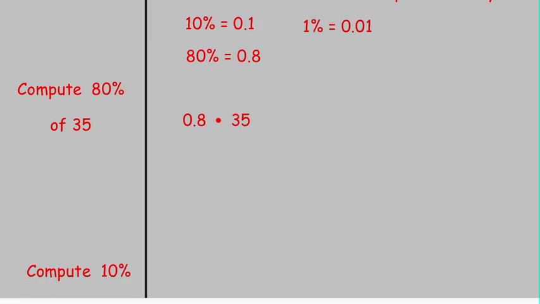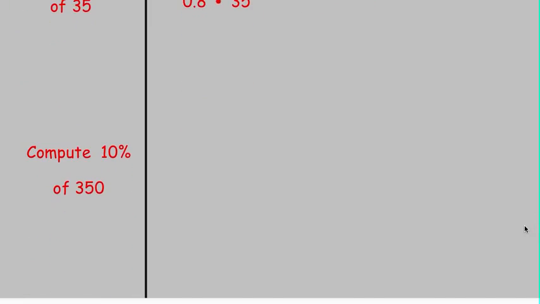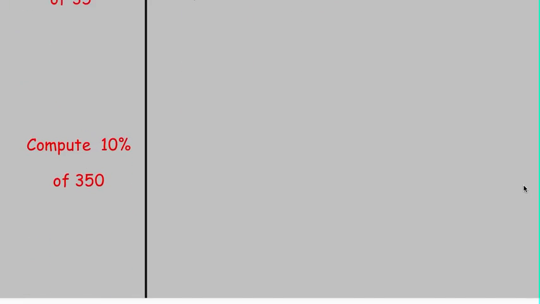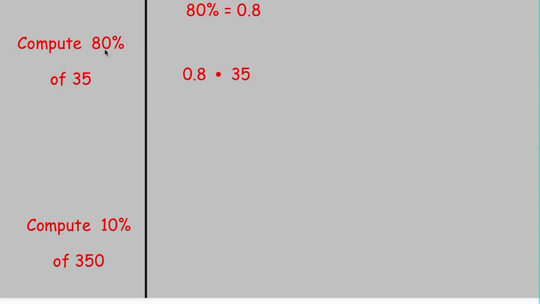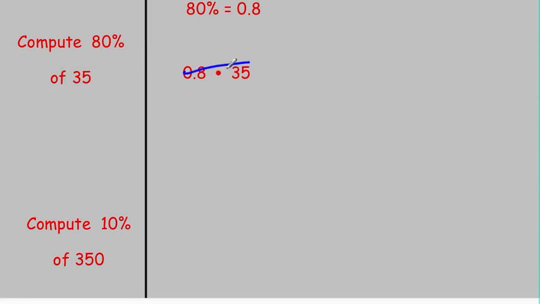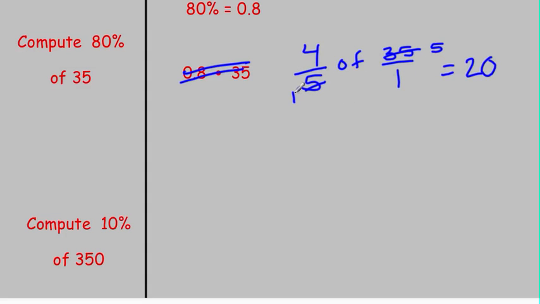We're going to skip the decimal benchmarks for right now, and we're just going to keep working with the percents. So 80% again. 80% we had just talked about is the same as 4/5. So now I have 4/5 of 35. Does 5 go into 35? Sure does. Once and 5 equals 20. Again, we want you to try to do as much of this in your head as you can.